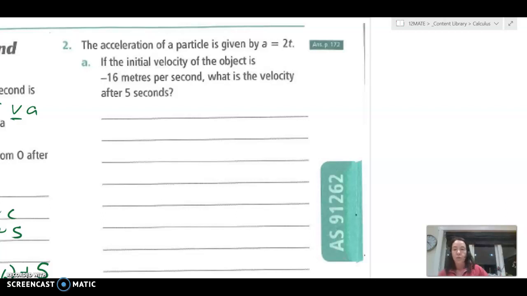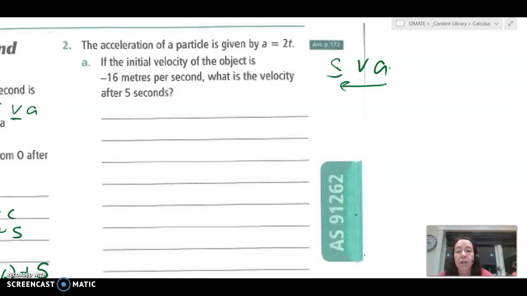Okay, question 2. So we're looking at an acceleration. Remember, we have our SVA. So we're wanting to probably go that way because A is at the end. Just thinking and what I'd do.